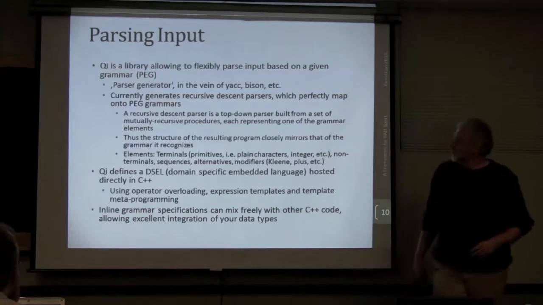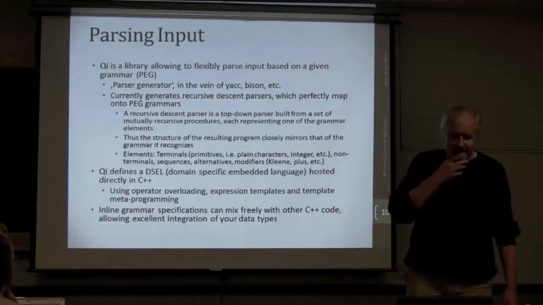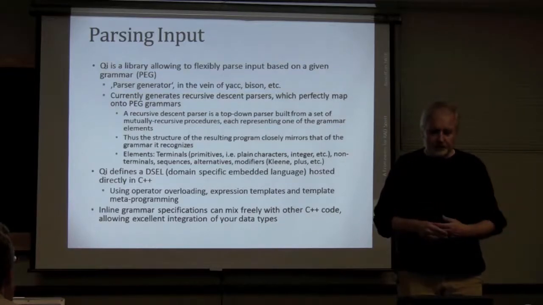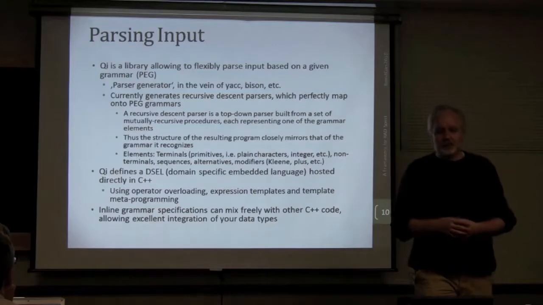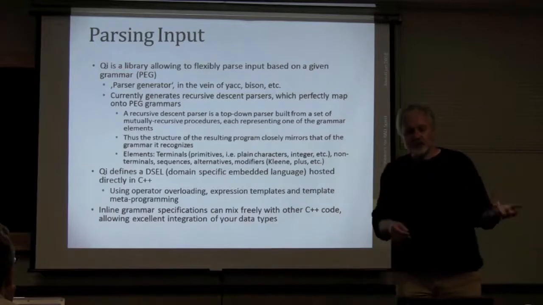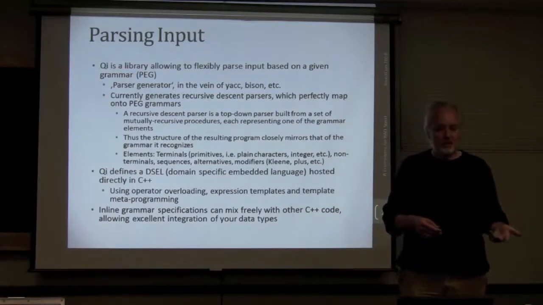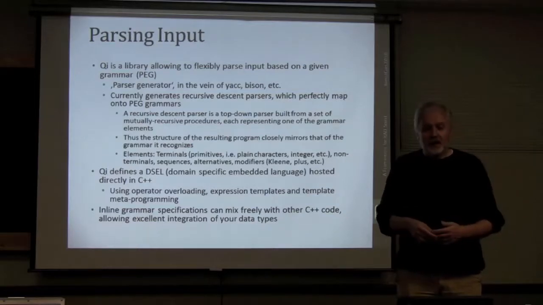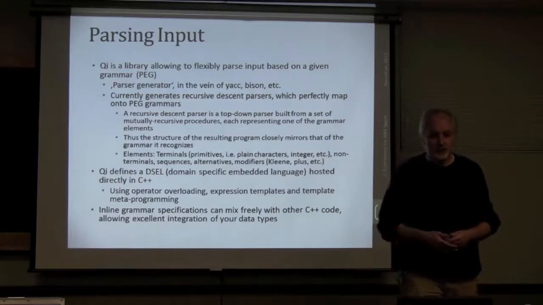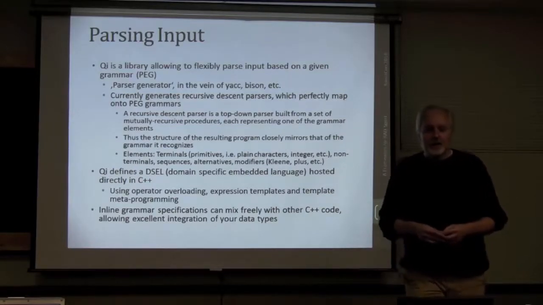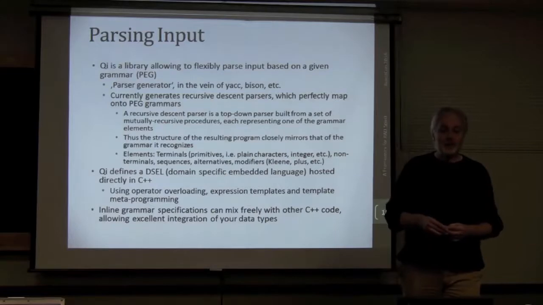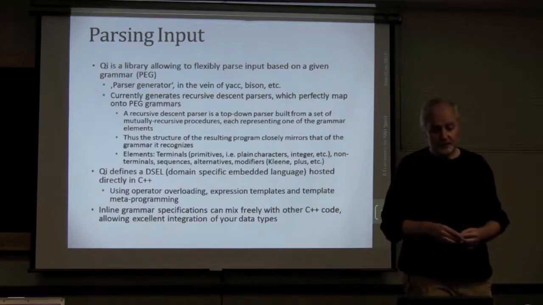Okay, so let's start with parsing input. Qi is the part which deals with parsers, so it deals with input. It's a library allowing you to flexibly parse input based on a given parsing expression grammar. So it's a parser generator in the common sense, like Yacc or Bison or those kinds of tools. But the difference is that it's built into C++ and you don't have to use an external tool to do the same thing. Currently, we generate recursive descent parsers, which perfectly map onto parsing expression grammars.